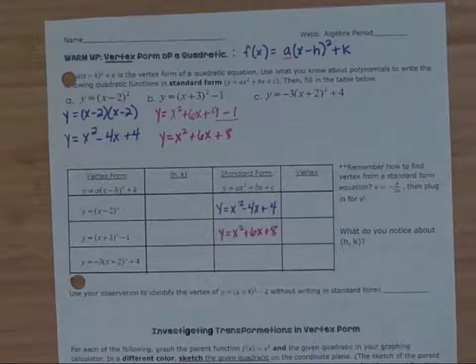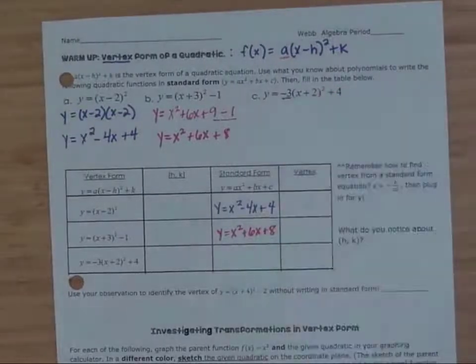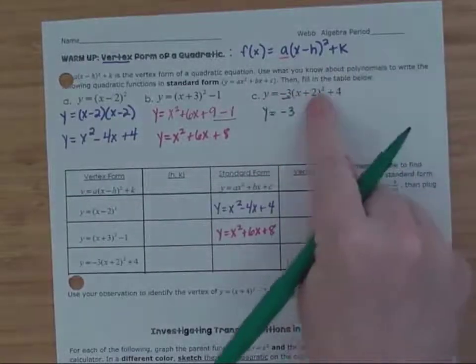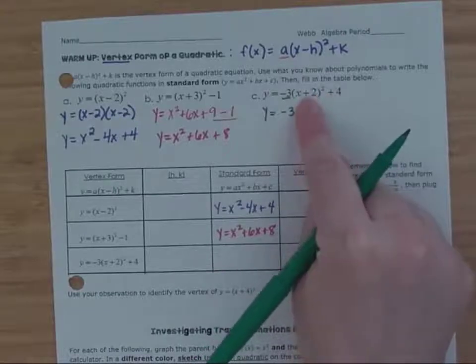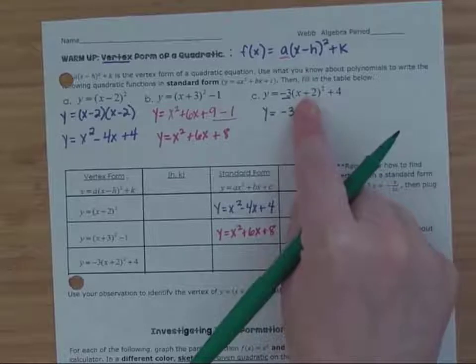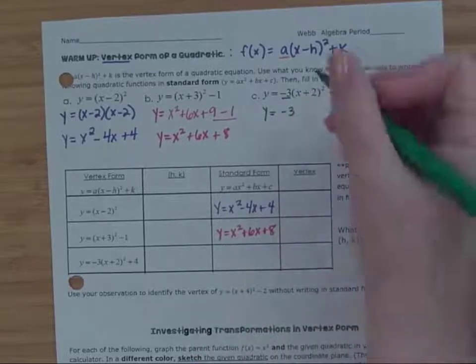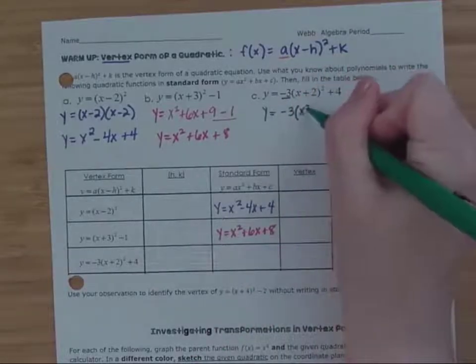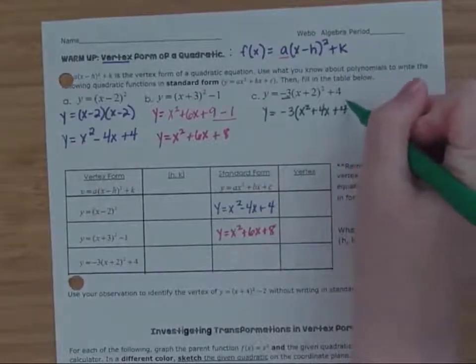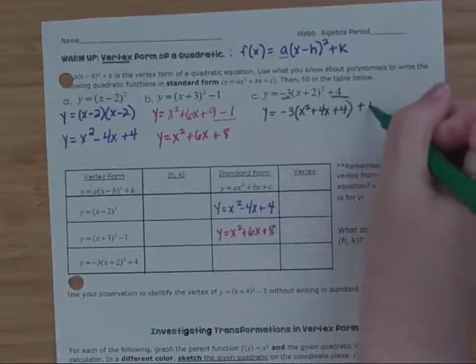The last one is a little more involved. We have an a value that is not 1, so we'll have to pay attention to that. We have y equals negative 3 square of a sum. If you need to, go ahead and expand that so you can FOIL, but if you know the pattern, x squared plus 4x plus 4. But this plus 4 is still over here.